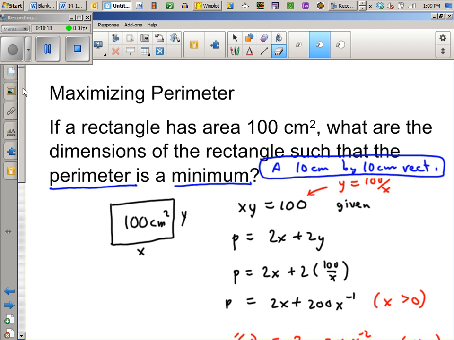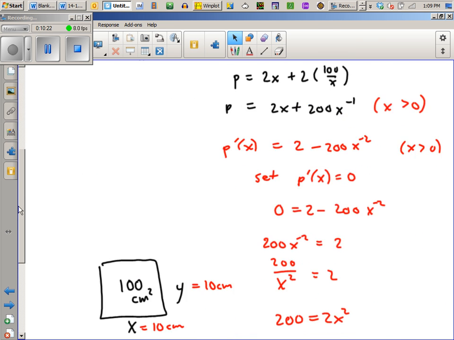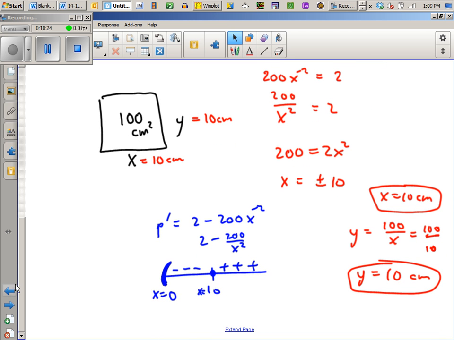Yes? Can you explain the sign chart really quick? Sure. Yeah, we had one critical point at x equals 10. Just make sure you plug in meaningful x's, like don't try plugging in -1 and +1. We already said x is positive. So I tested 1 and 20 is what I tested.